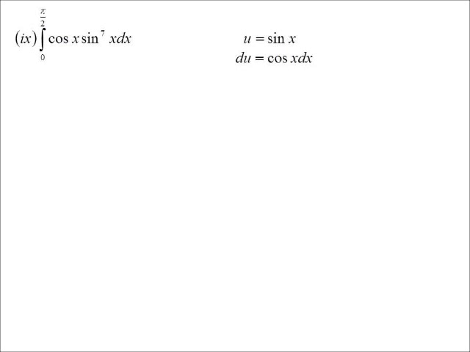U is the sine of x. So when x is 0, u will be the sine of 0, which is 0. When x is pi on 2, u will be the sine of pi on 2, which is 1. So let's sub in. The limits change from 0 to 1. Sine to the power of 7 becomes u to the power of 7. Cos x dx becomes du. And we now have a very simple little integral to do.